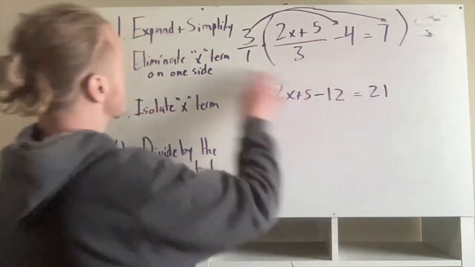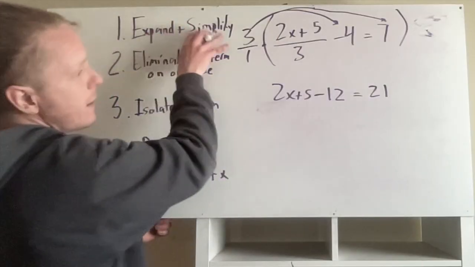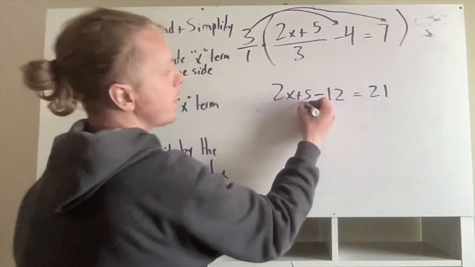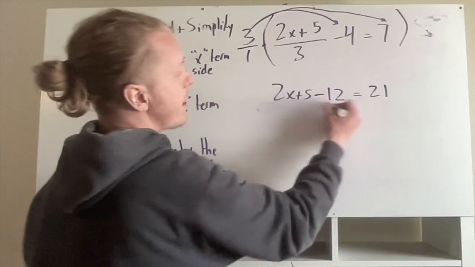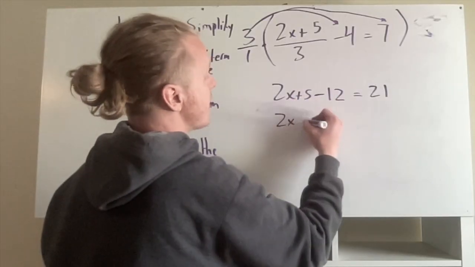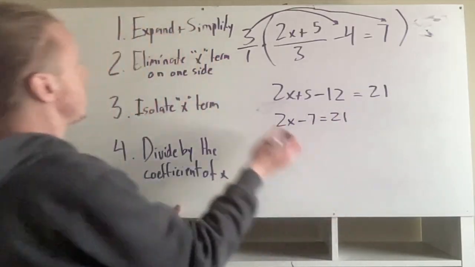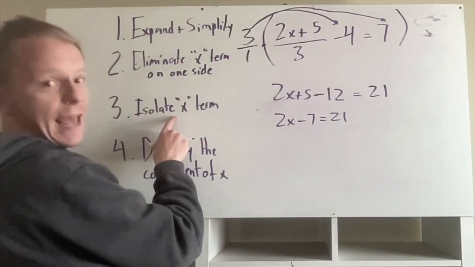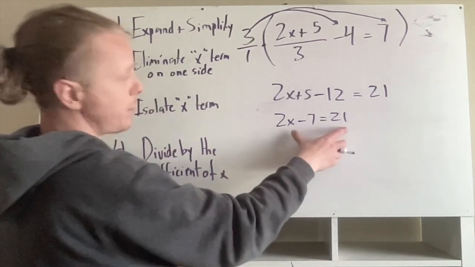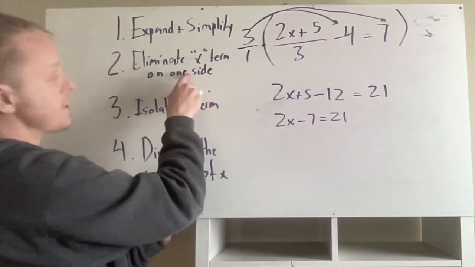Now that we're here, we just follow our steps. There's no expanding, there's a little simplifying. Plus 5, positive 5 minus 12, that's negative 7. So 2x minus 7 equals 21. Let's isolate the x term, right? We don't have x terms on both sides, so we get to skip step 2.